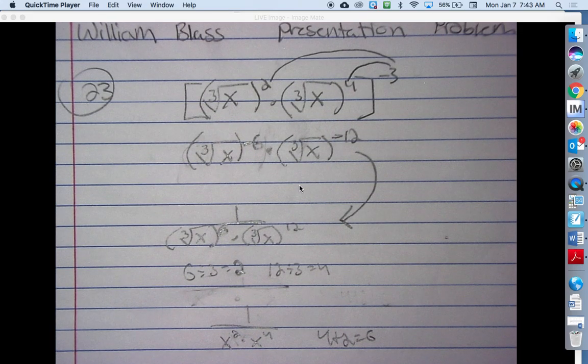At number 23, it was the cube root of x squared times the cube root of x to the fourth, all to the power of negative 3. The first thing I did was distribute. When you distribute, you get the cube root of x to the negative 6 times the cube root of x to the negative 12. And since it's negative, you have to put it under 1. When you do that, you get the cube root of x to the 6 times the cube root of x to the 12th. And you have to do 6 divided by 3 and get 2, and 12 divided by 3 and get 4.